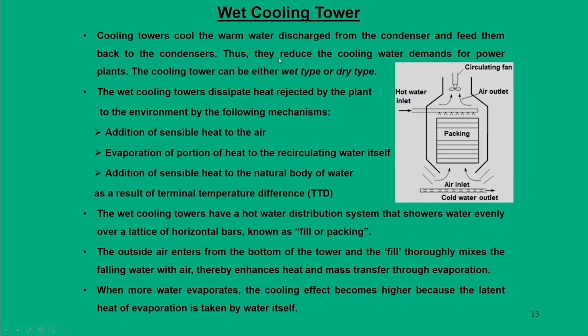The next method is the wet cooling tower. In fact, the wet cooling tower is a widely used method, and its heat rejection or heat dissipation process has the following mechanisms. First is the addition of sensible heat to the air, meaning air temperature increases when it takes heat from the exhaust of the turbine. Then we take advantage of evaporation of a portion of the circulating water itself, and then addition of sensible heat to the natural water bodies. That means we take advantage of water bodies as well as increasing the temperatures.